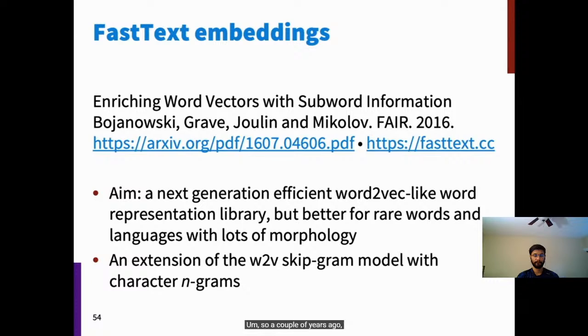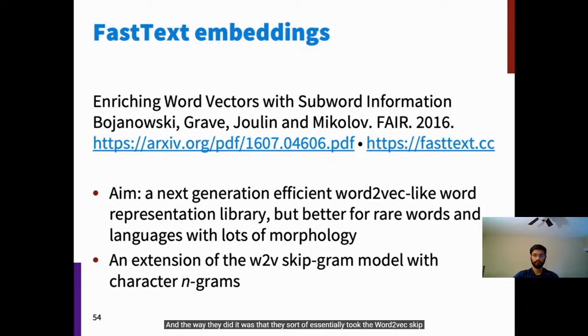So a couple of years ago, people now at Facebook, the same Tomasz Mikolov who did the original Word2Vec, brought out a new set of embeddings, the fastText embeddings. And their goal was to have a next generation Word2Vec, which is an efficient, fast word vector learning library but was better for rare words and languages with lots of morphology.